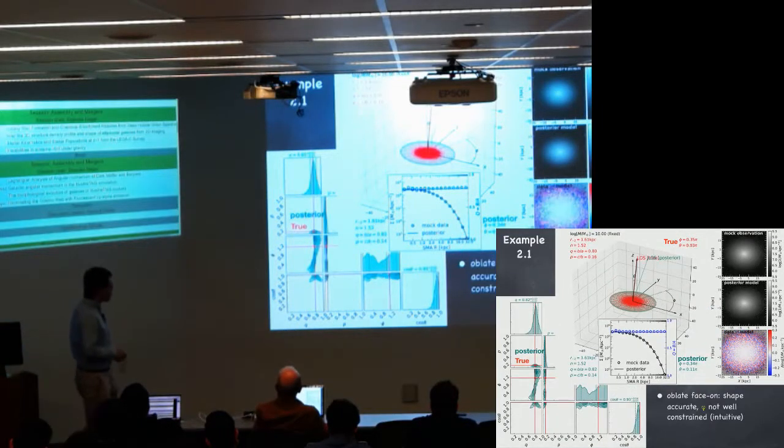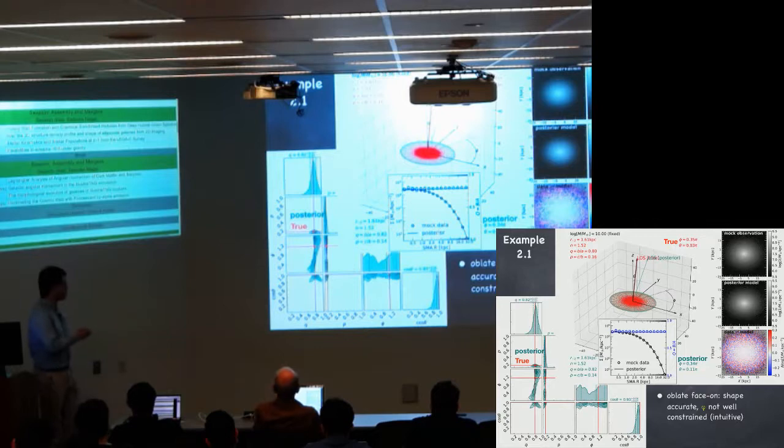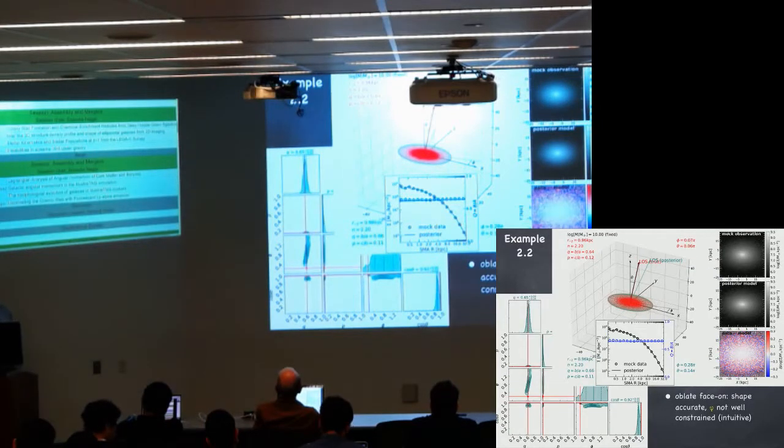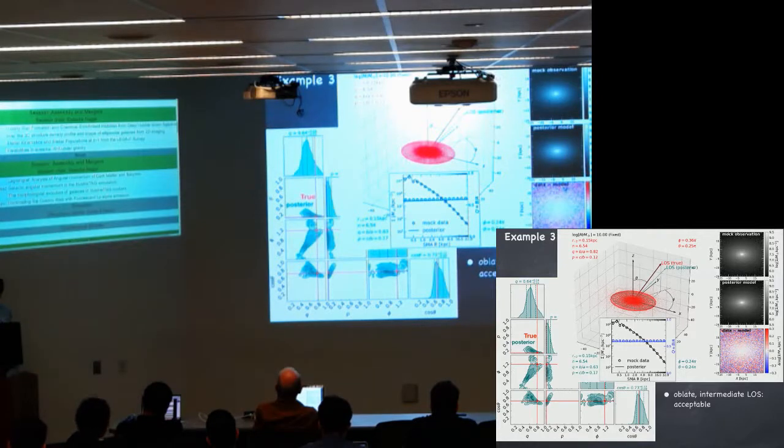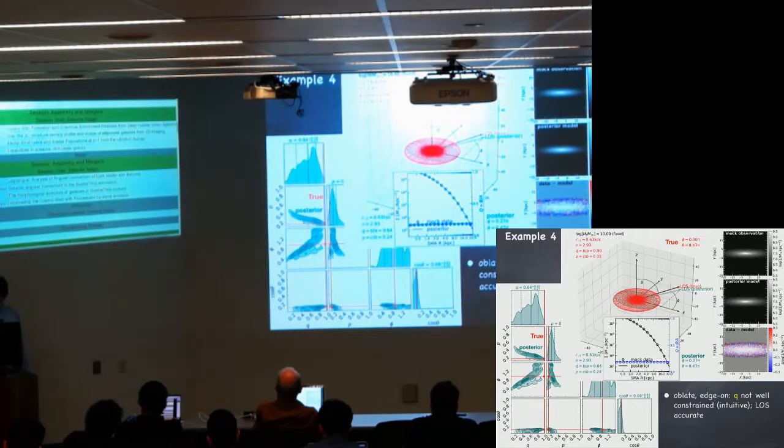Another example is an oblate system viewed from face-on. Here you have accurate reconstruction for most of the parameters except for this azimuthal angle, which you can kind of expect because we have some degree of freedom along the minor axis. Similar example of the same nature, we have another example of an oblate system viewed from intermediate line of sight. We can get most of the parameters acceptably accurate. Here is the oblate system edge-on. The principal shape axis q is significantly off, but the other parameters, including line of sight, are quite okay.